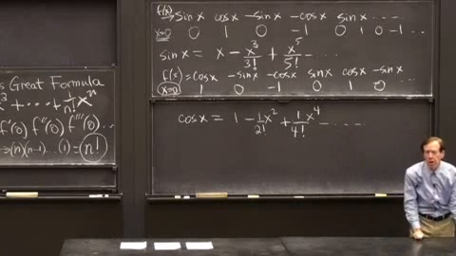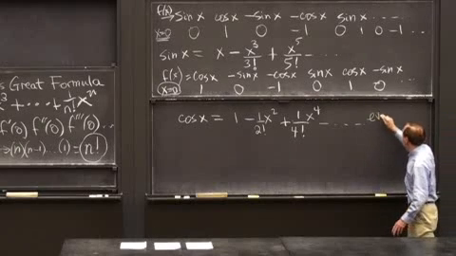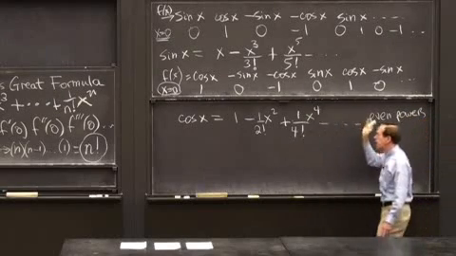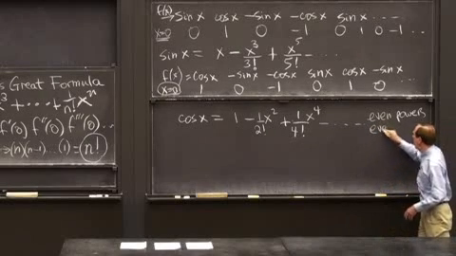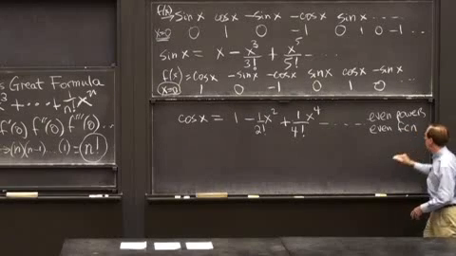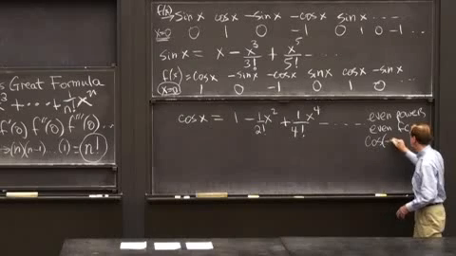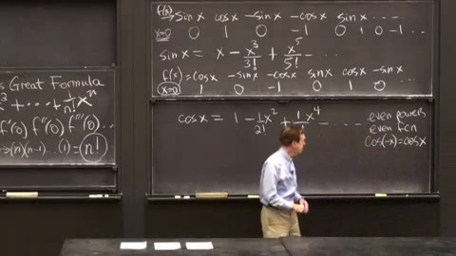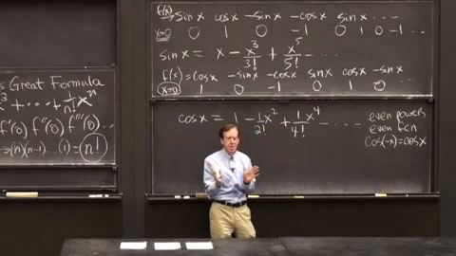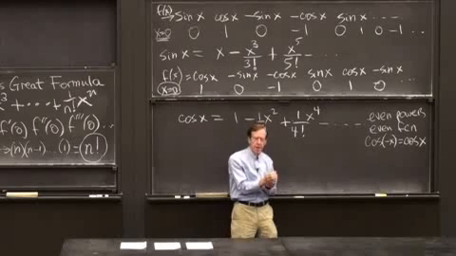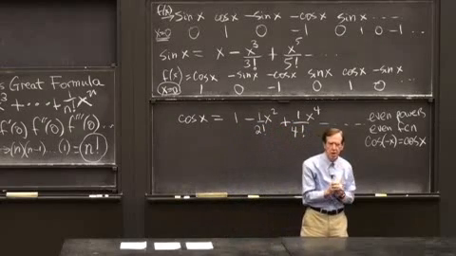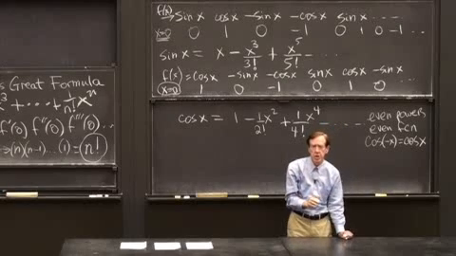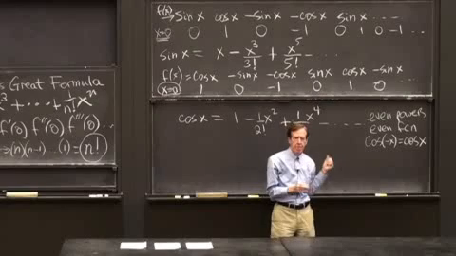All even powers. The 0th, 2nd, 4th, 6th power. So it's an even function. That means that the cosine of minus x is exactly the same as the cosine of x. We get a little insight on these two special groups, for which the sine is the perfect example of an odd function, and the cosine is the perfect example of an even function.